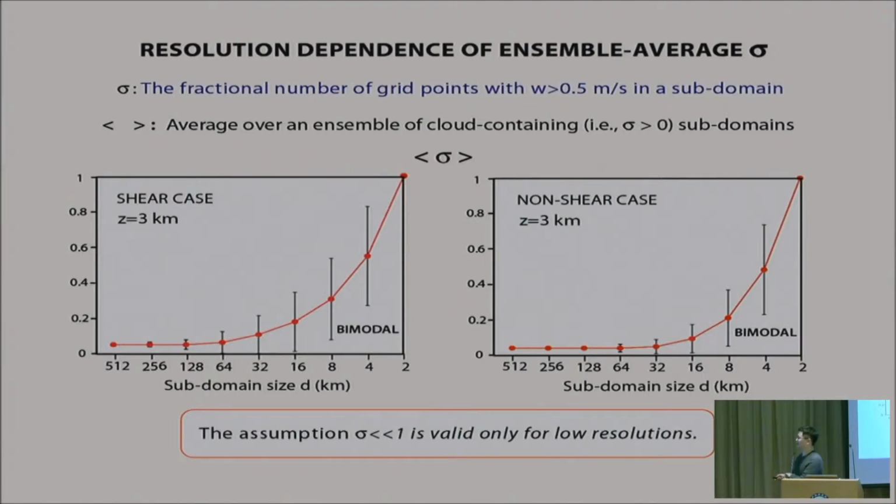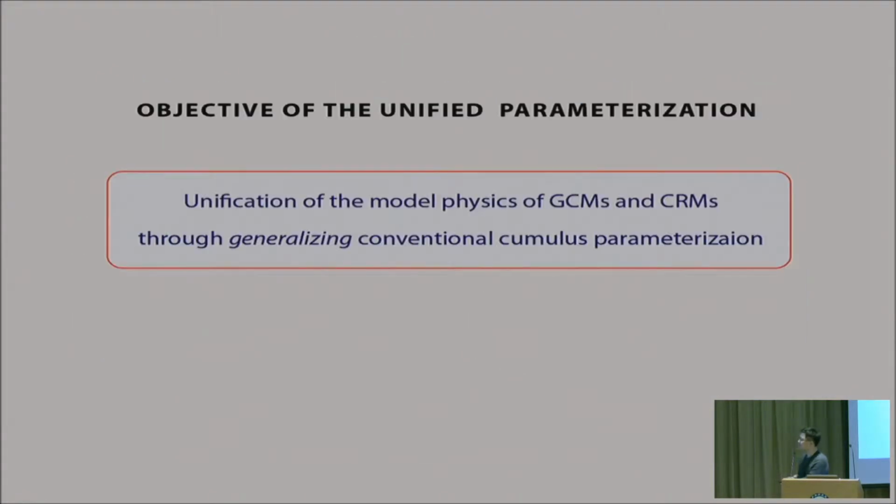So from this simple analysis of the cloud fraction, we know that the assumption of small sigma is valid only for low resolution. Here we mean this low resolution is, say, larger than 32 to 64 kilometer. So the unified parameterization works in this range, from 32 to 2 kilometer, because larger than 32 kilometer, this assumption still works in the GCM. The goal of the unified parameterization is the unification of model physics of GCM and CRM through generalizing the conventional cumulus parameterization.